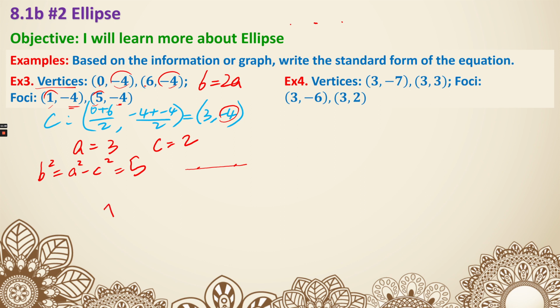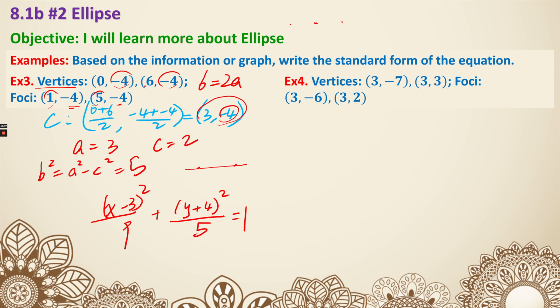It's going to be x squared, because my major axis is horizontal. Well, not x squared, sorry, (x minus 3) squared, since that's where my center is. That is going to be over 9, because it's a squared, plus (y plus 4) squared all over my b squared, which is 5, and that equals 1. That's example 3. Moving on, example 4.